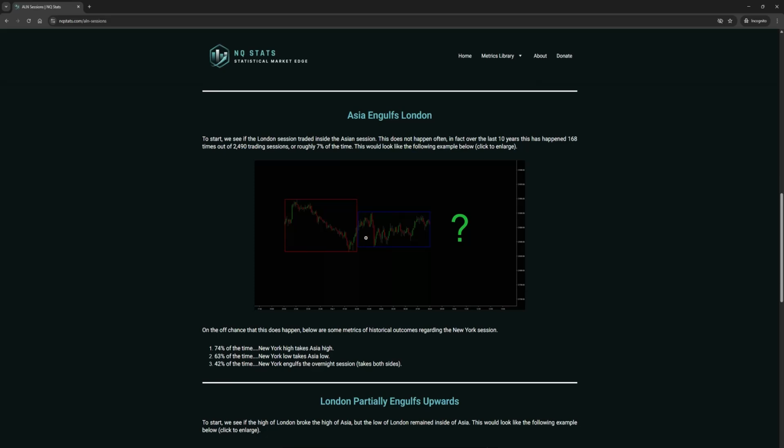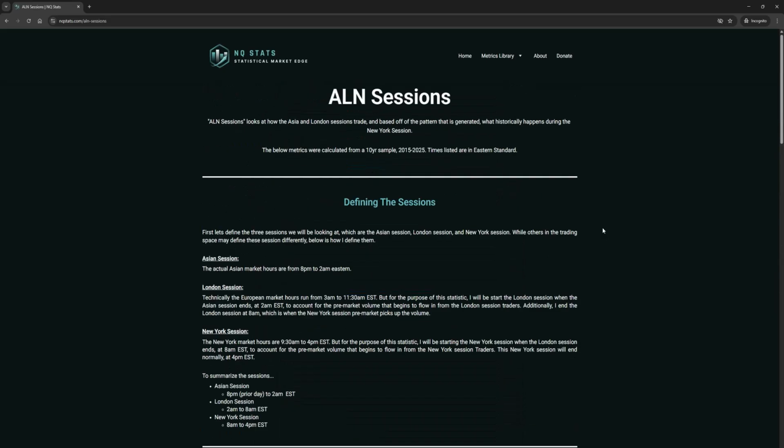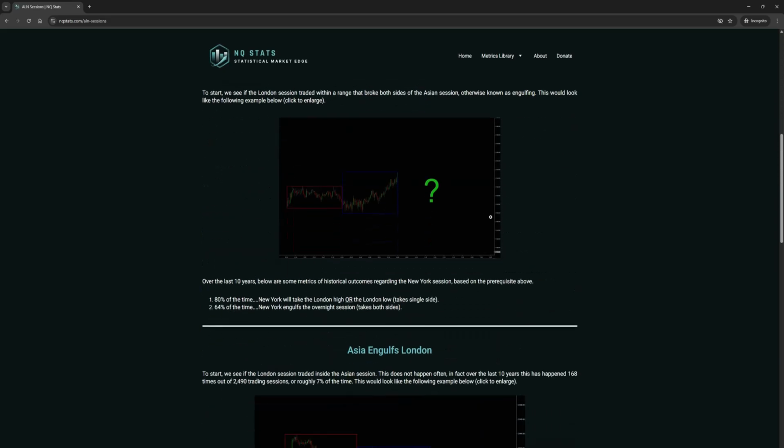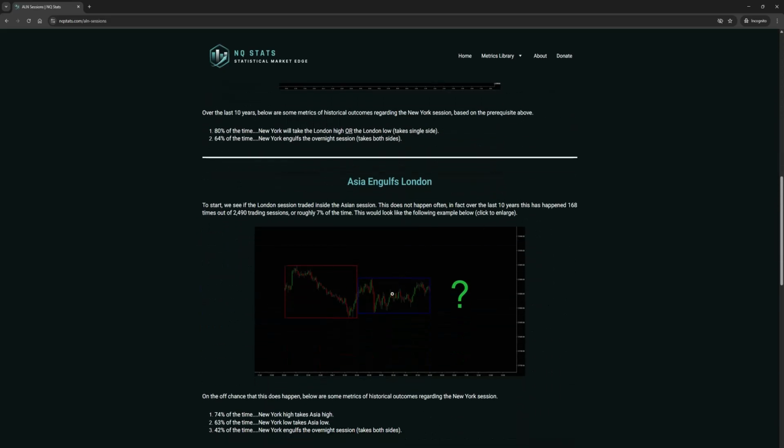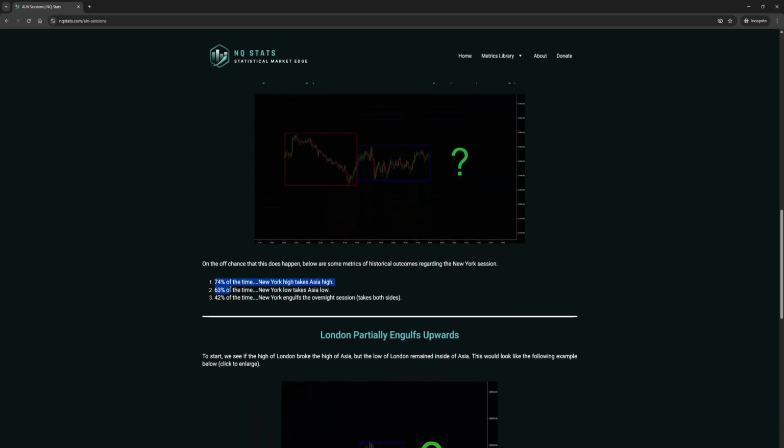This does not happen often. Over this sample period of 10 years, from 2015 to 2025, this has only happened 168 times out of 2,490 trading sessions. So it does not happen very often, 7% of the time. It should not really be something you expect to happen, but if it does, I have the stats for that.